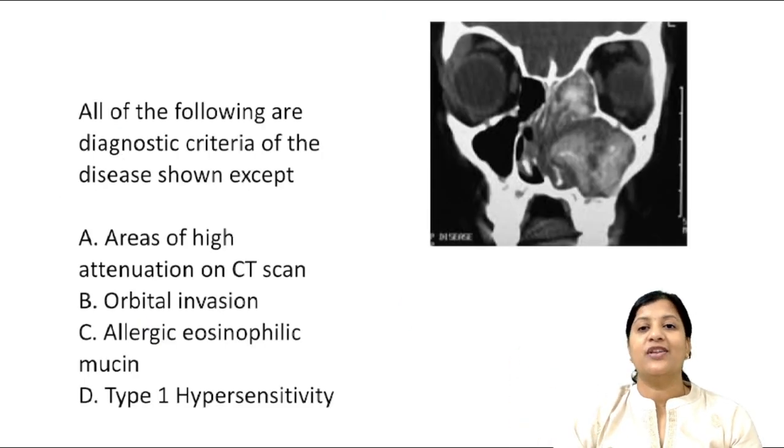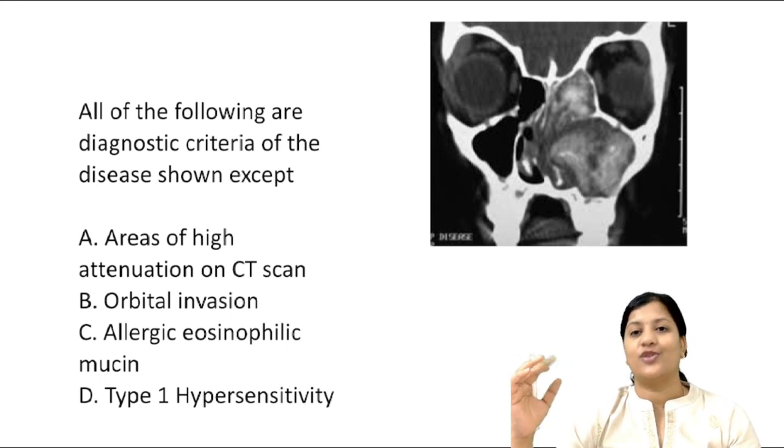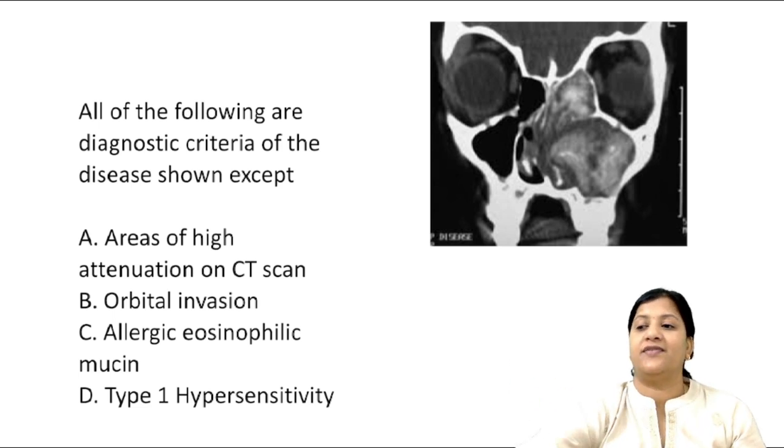Okay, let's go to the next question. All the following are diagnostic criteria of the disease shown except. So there is a disease in the scan. You're supposed to know what criteria are used for diagnosing the disease. So which one is not a part of that criteria? The options are areas of high attenuation on CT scan, fungal invasion, allergic eosinophilic mucin, type 1 hypersensitivity reaction.